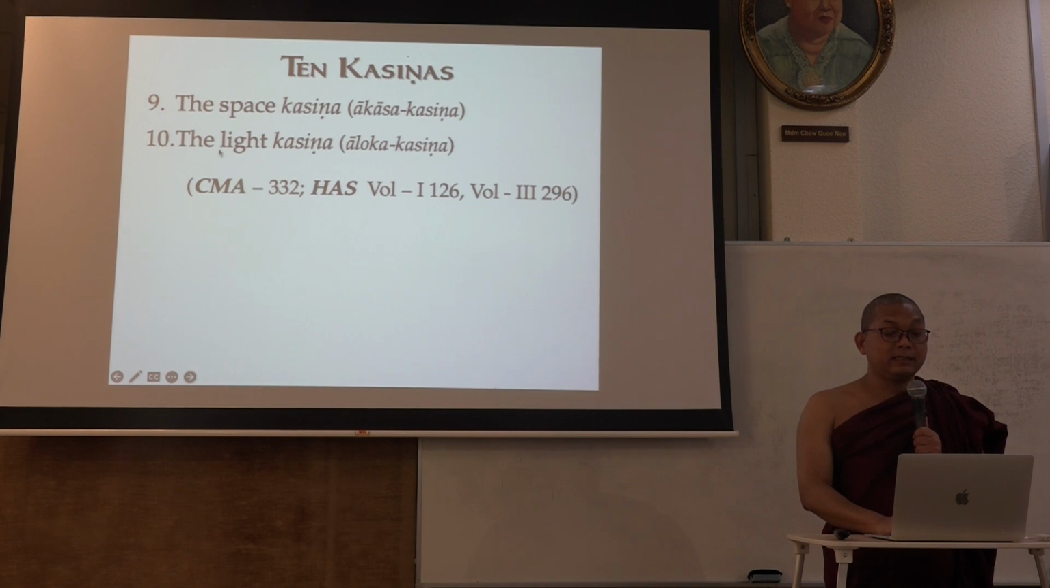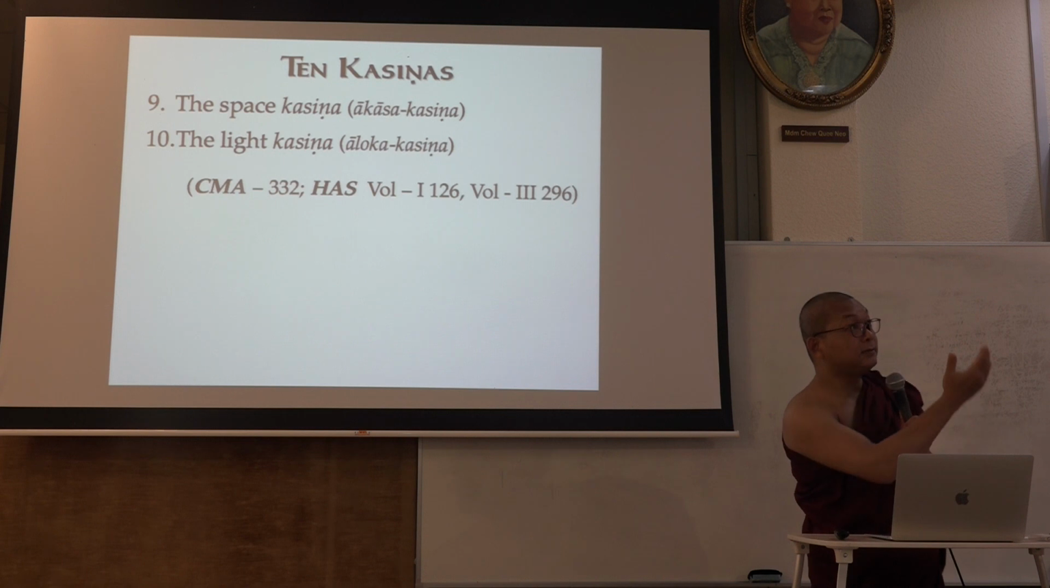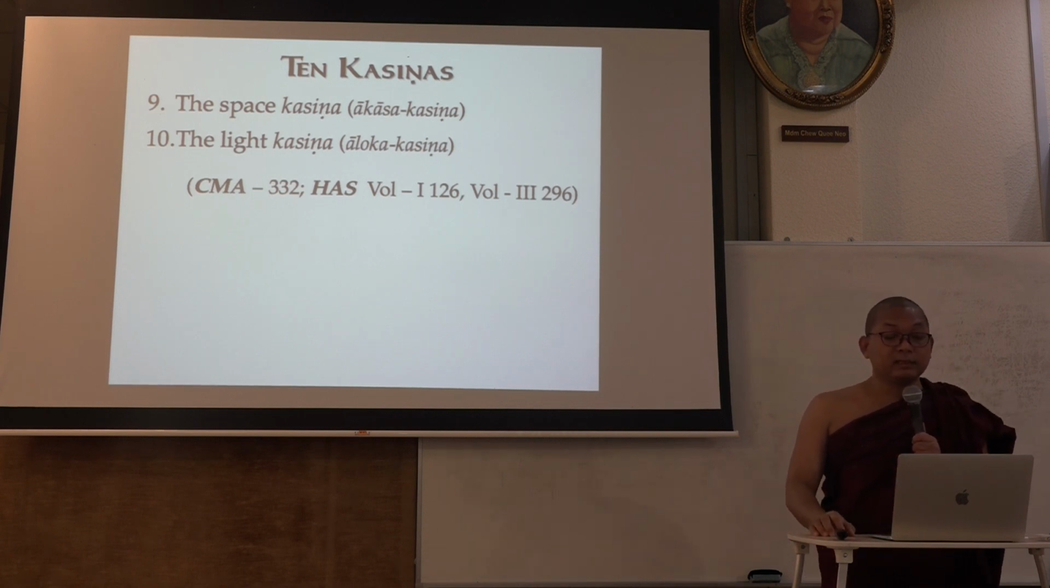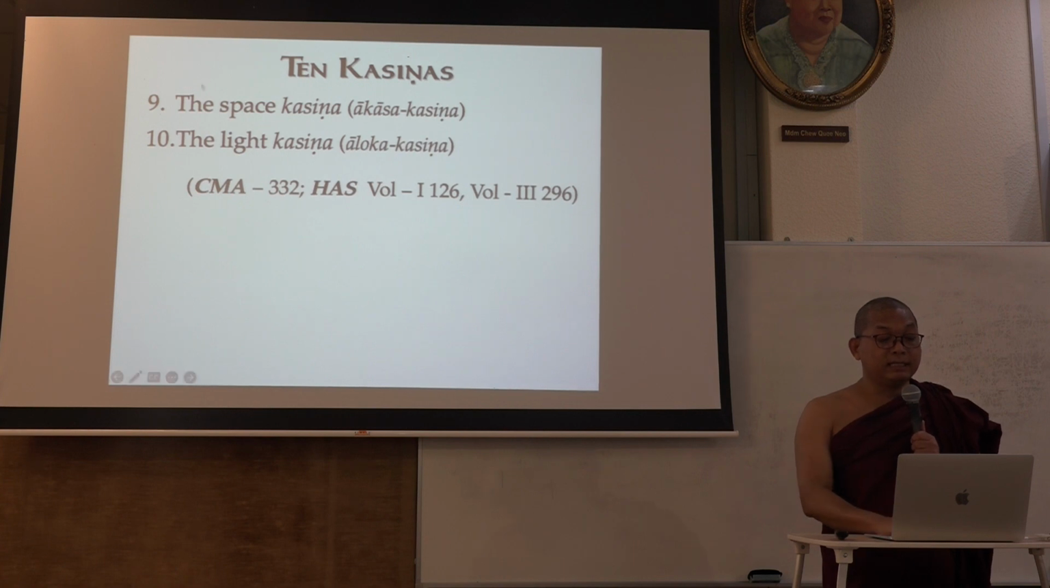And number 10 is the light kasina, the light. Electric light, etc. You know, the light that comes from a window, like that. So actually, they are interesting. All these meditation methods you can find in the Visuddhimagga. So if you want to attain arupa jhanas, you need to use 9 kasina meditation objects. You cannot use the space kasina. Other than that, you can use the other kasina meditation objects.